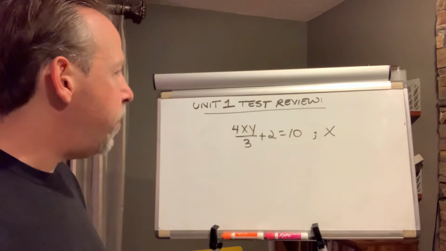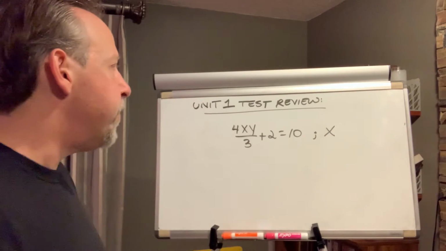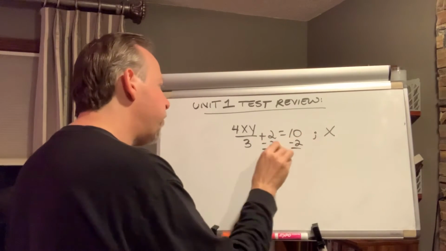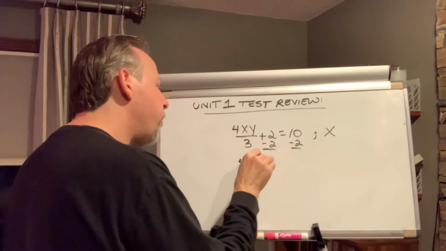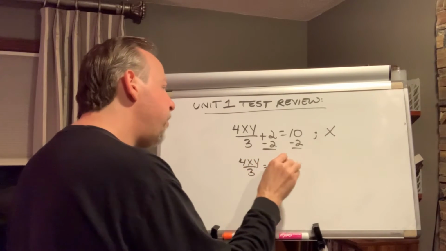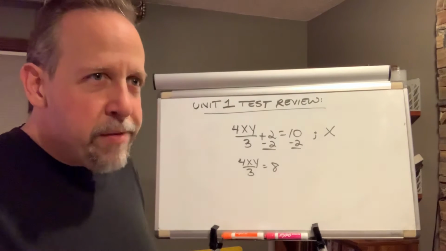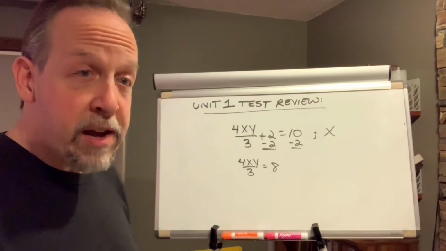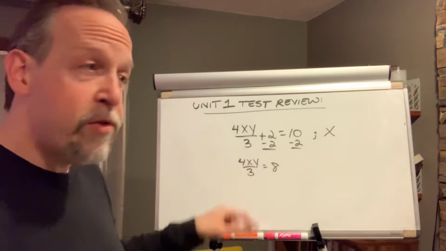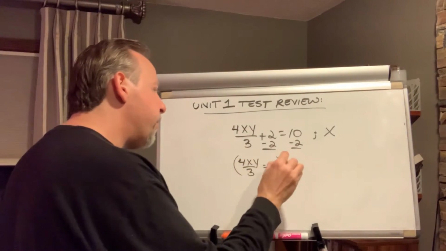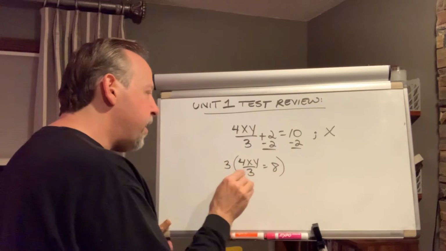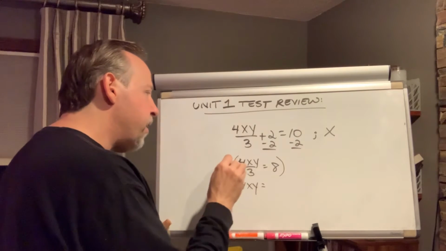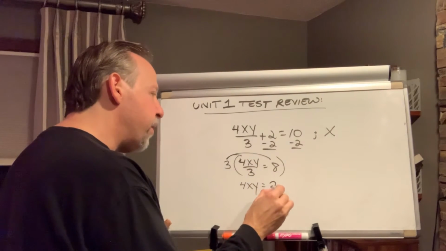How do we solve the problem? Well, I'm trying to get x by itself. So the first thing I want to remove is that plus 2. I'm going to subtract 2 from both sides. I get 4xy over 3 equals 8. Well, the fraction's kind of getting in my way, so I can clear the fraction by multiplying both sides by the denominator, which is 3. So we're including clearing the fraction here. This 3 cancels the denominator, so it's 4xy, but it, of course, does multiply the 8, which is 24.